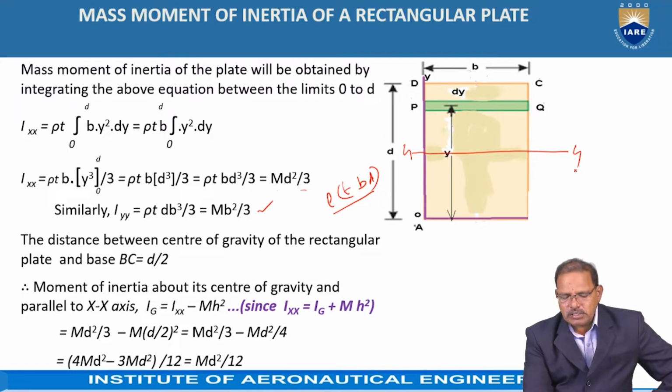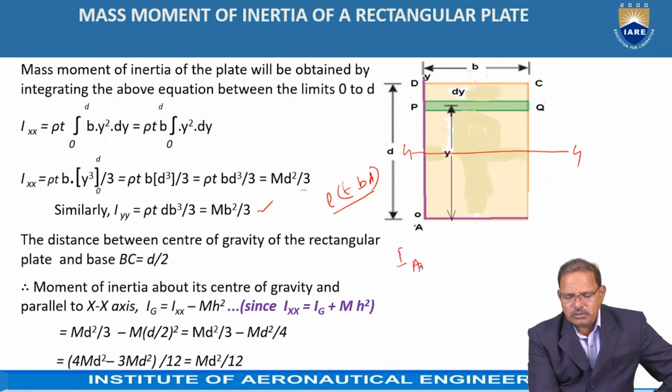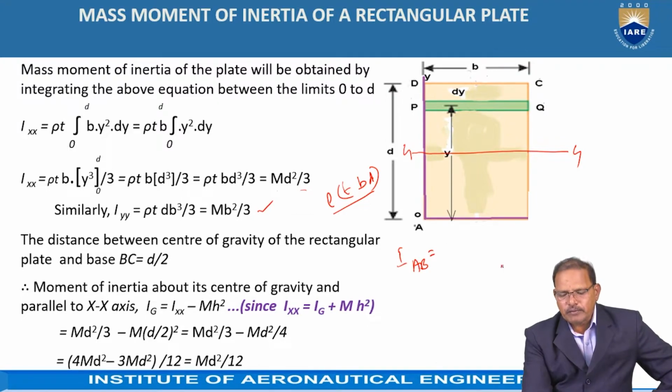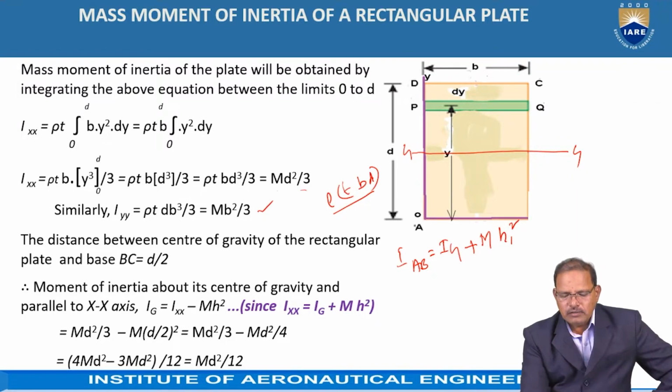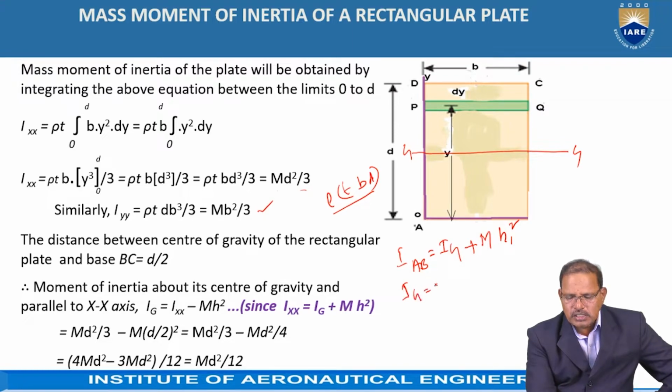Now according to the parallel axis theorem, IAB, that is the moment of inertia of a body about the base AB, is equal to IG, that is the moment of inertia of the body about the central axis, plus the product of mass and square of the distance between them, generally represented as h1 square. This is known as the parallel axis theorem. From this relation, I can write IG is equal to IAB minus m h1 square.